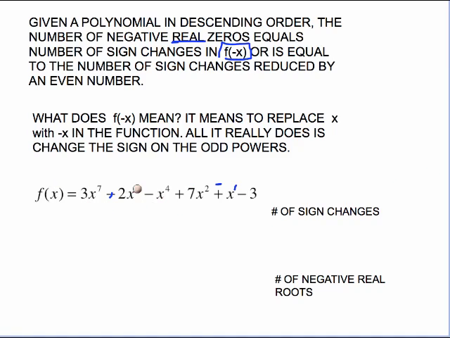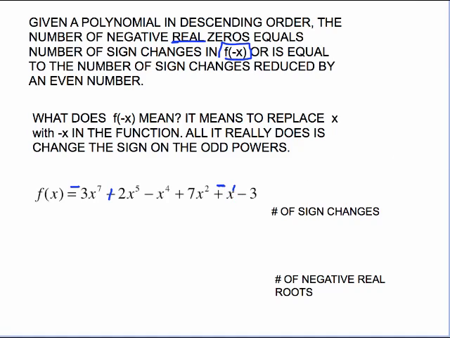I'm just going to wipe all that out. We're going to take the function as written, not worry about this f of negative x business, and just change the sign on any odd power. That's an odd power, change the sign. Odd power, change the sign. Even power, leave it alone. Even power, leave it alone. Odd power, because it is x to the first, change the sign.